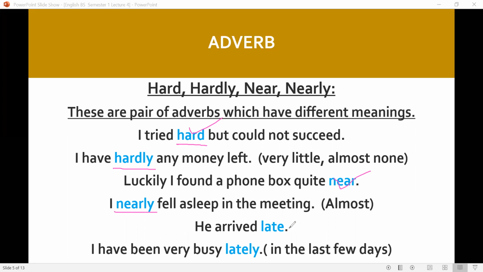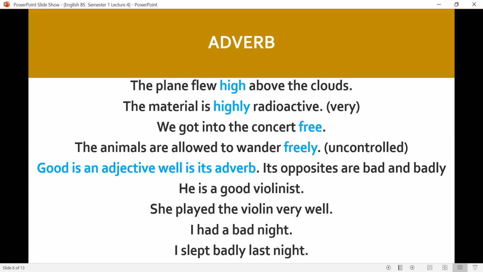He arrived late. He comes late. I have been very busy lately. Lately means in the previous days, the last few days, I have been busy. This is the difference between these pairs of words. Now, these are the words. The plane flew high above the clouds. High altitude, telling us about the altitude.